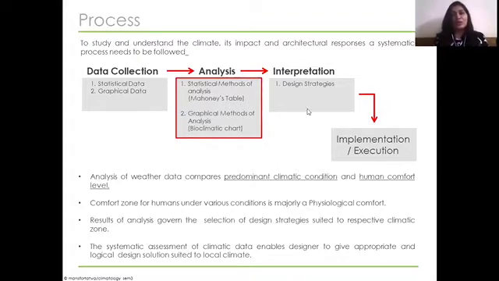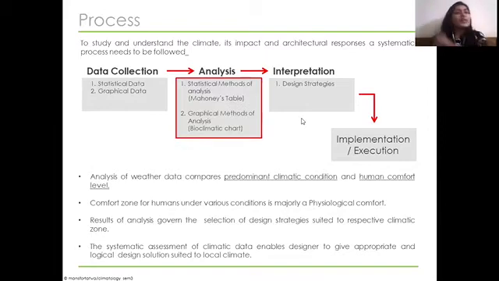After this, we are going to arrive at a conclusion and draft some design strategies that will suggest some necessary changes in the building enclosure as well as configuration and orientation in response to climate. After that, you implement or execute that design on the site. So this is the process that is followed, and we are at the second stage, that is analysis.